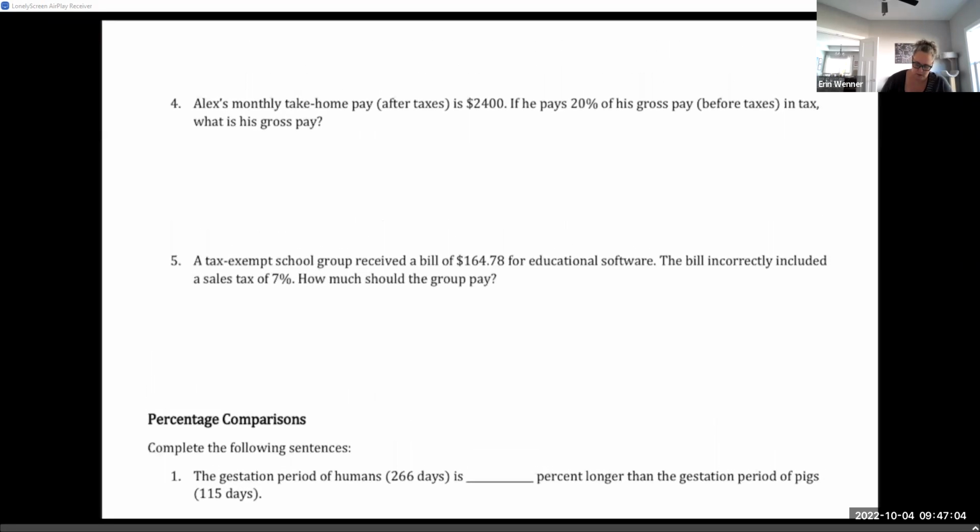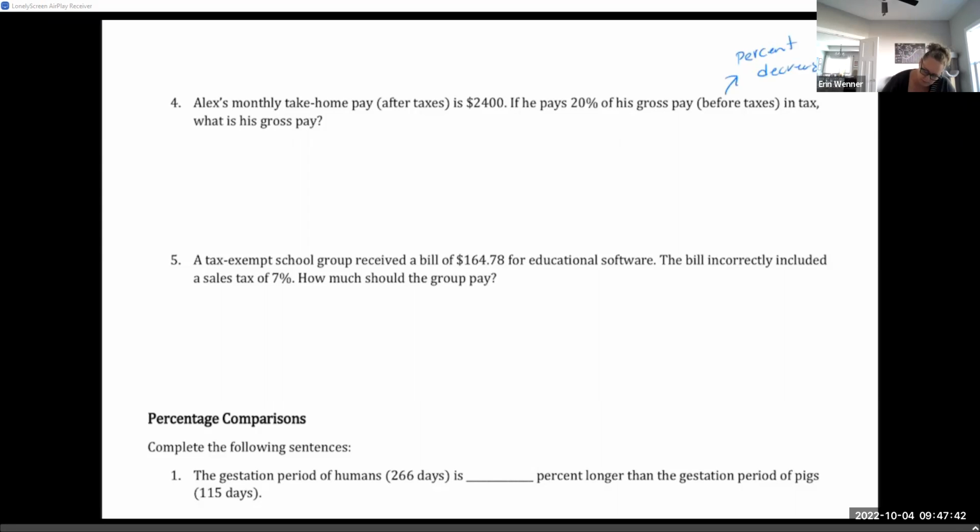Now, first of all, do not take 20% of $2,400 and just add it on and say that's the answer. Because that 20% is of a different number, not of $2,400. So when he's paying taxes, his amount is going down. So taxes is a percent decrease because we are losing money, right? You pay it to the state, you pay it to the federal government, it goes away.